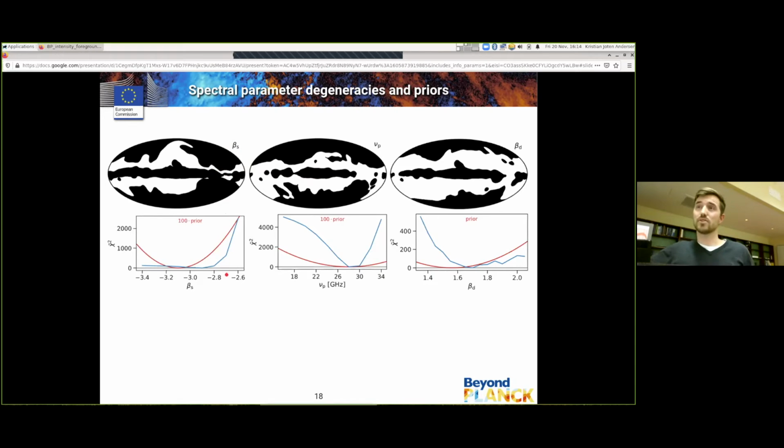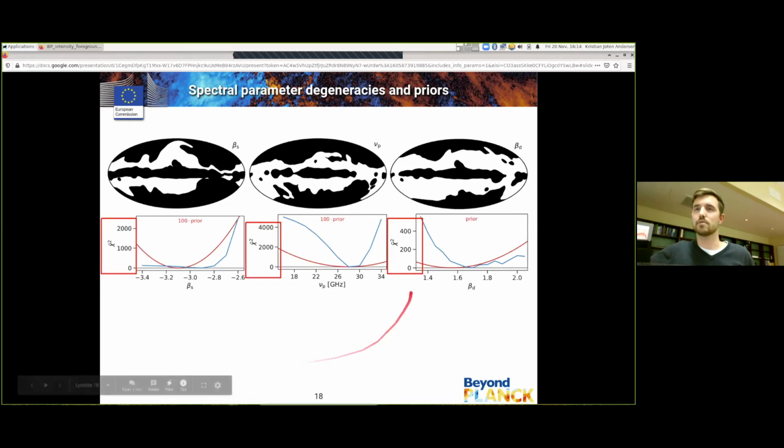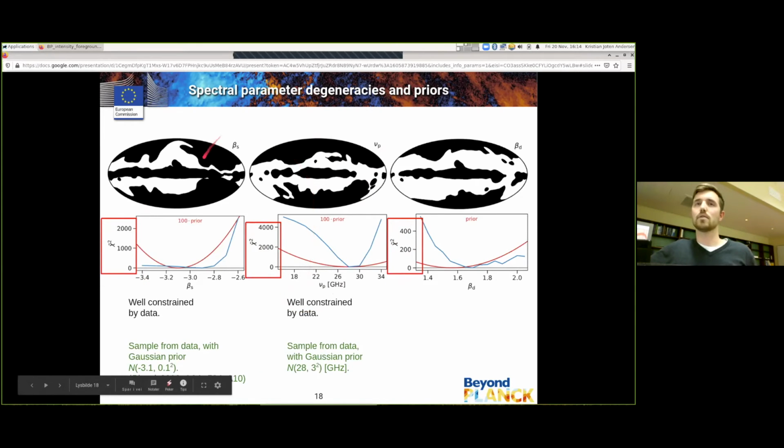A coarse grid sampling of these parameters is shown here, where we have multiplied the prior that we end up using with 100 for the synchrotron beta and the peak frequency of the spinning dust model. We see, and emphasize here, that there is a huge difference in the overall values, showing that for the synchrotron beta and the AME peak frequency, these parameters should be well constrained by the data and should be completely data driven.